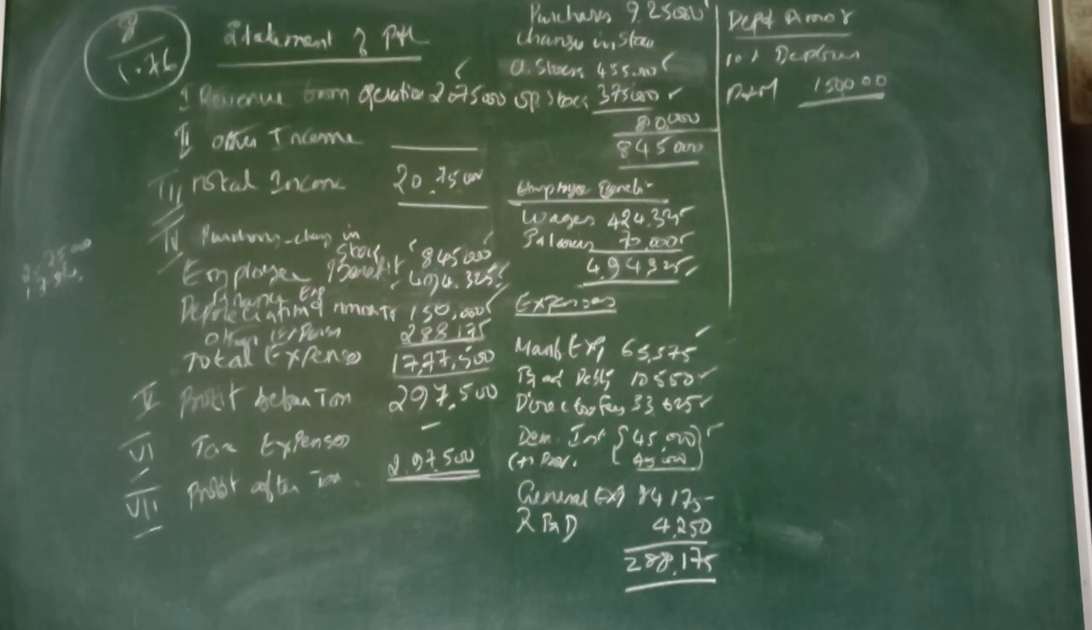Then furniture and fixtures go to the asset side of the balance sheet, under fixed assets. Sundry debtors provision is given in the question. That amount of provision is also noted here.